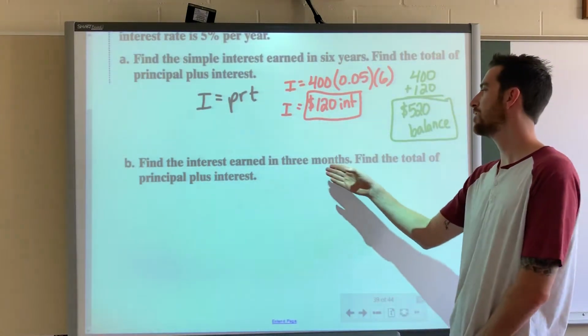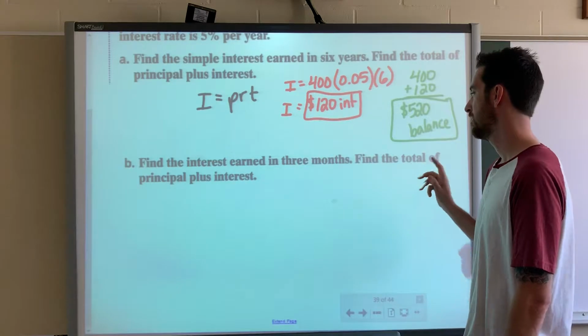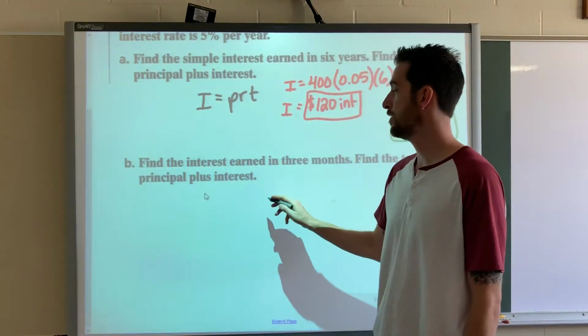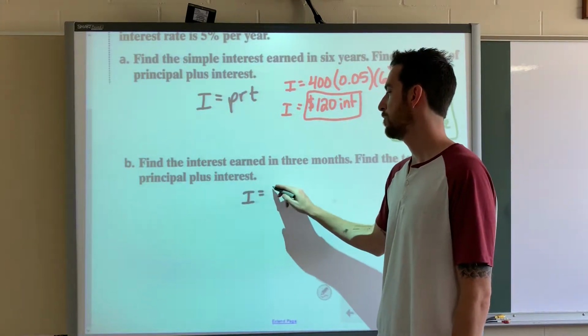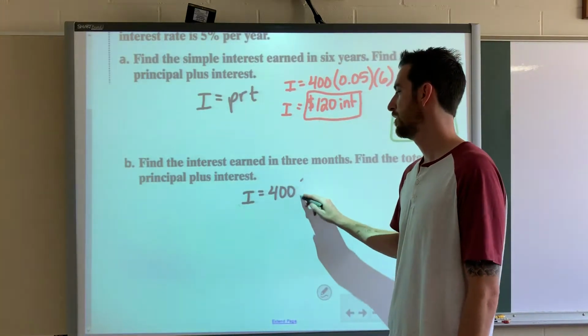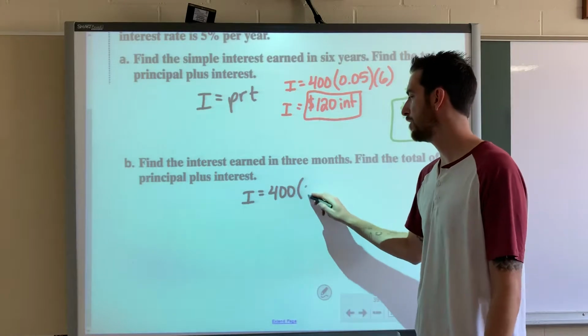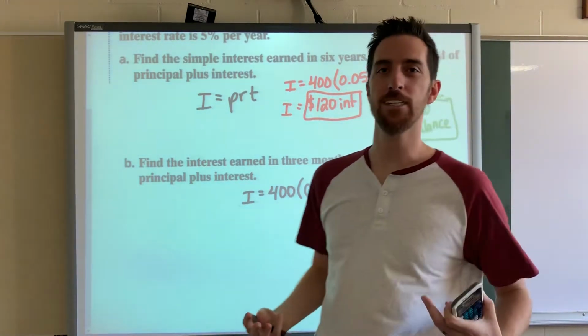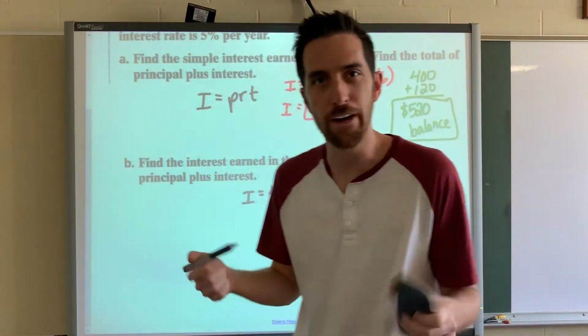Find the interest earned in 3 months. Then find the total of principal plus interest. So we put in $400. We said it was 5%, 0.05. But 3 months, it has to be in years. So anytime they give it to you in months, you could just divide it by 12.